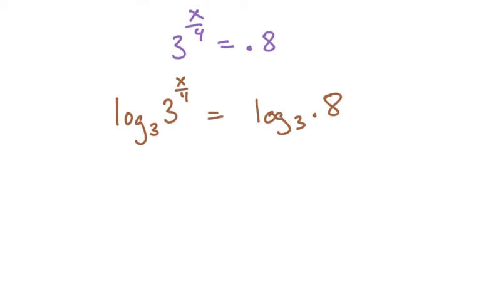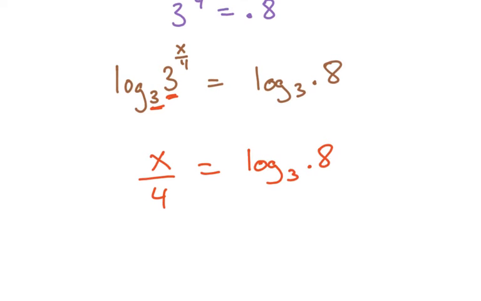And so when we do this, because this value and this value match up, we're left with x over 4 equals log base 3 of 0.8. And then we're going to multiply by 4. X equals 4 log base 3 of 0.8. Okay?